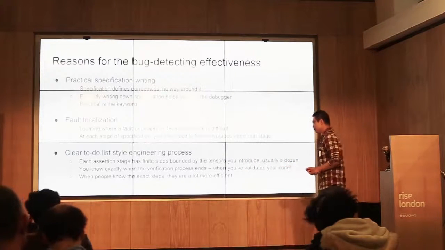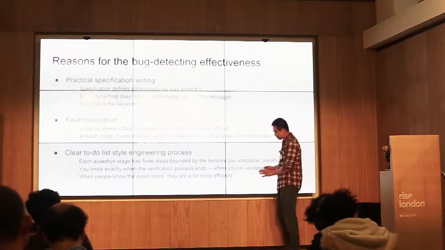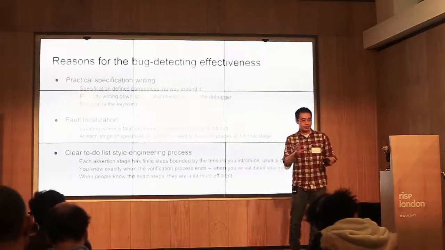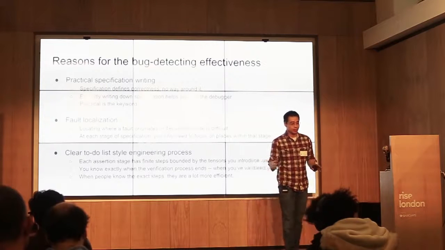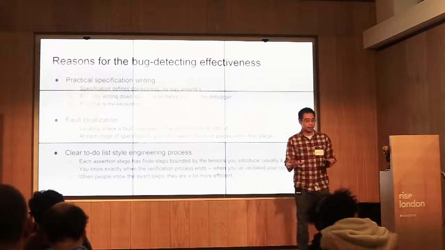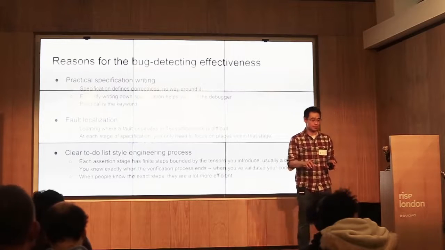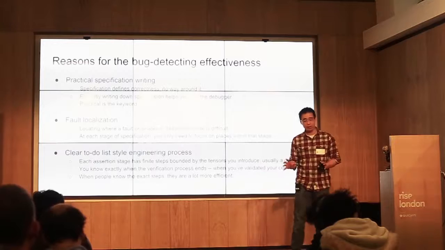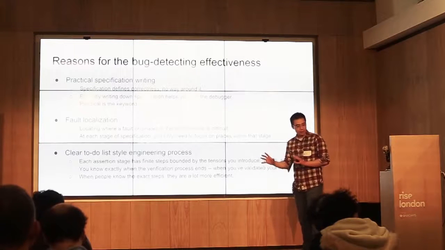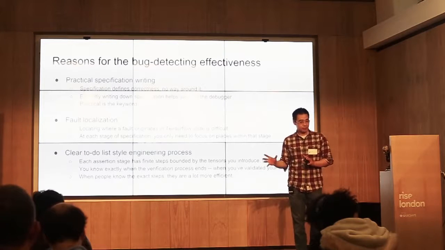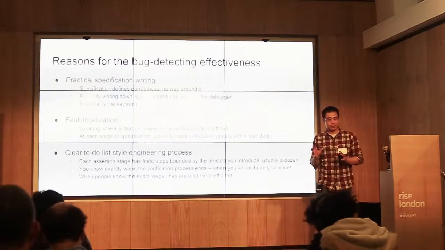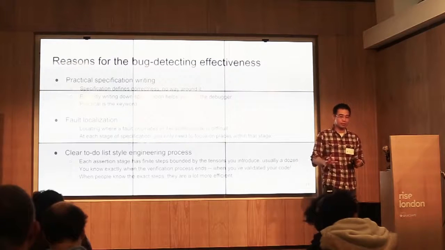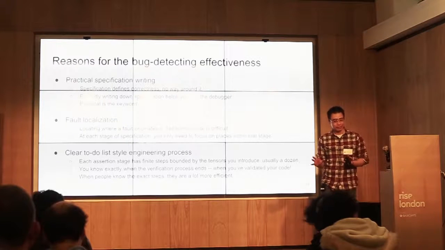And also the last thing is that it's an engineering process. You know exactly what to do in each stage. And all the steps are bounded by the number of tensors and equations in your algorithm, usually in a dozen. So it's manageable. And don't overlook the fact that it's an engineering process. When people know the exact steps to do, they're just much more efficient.